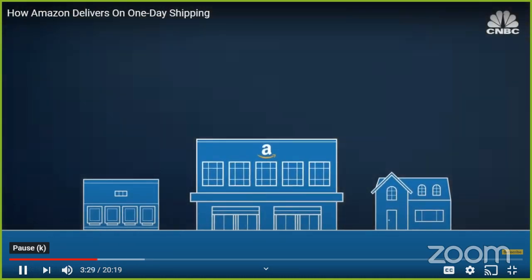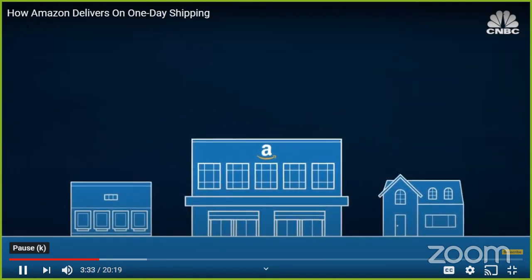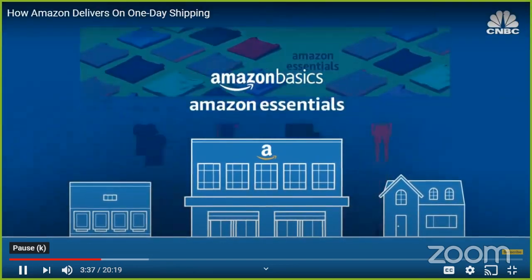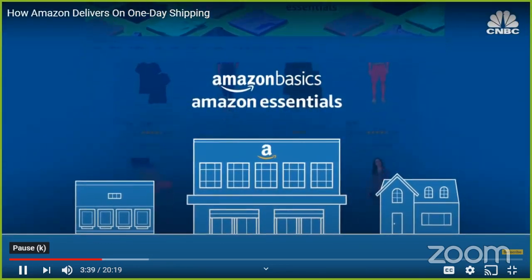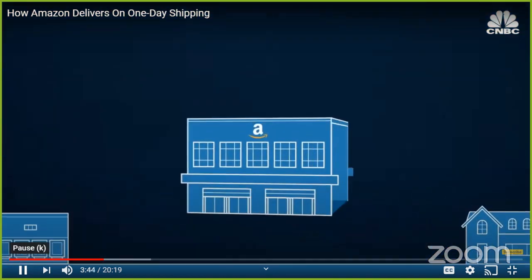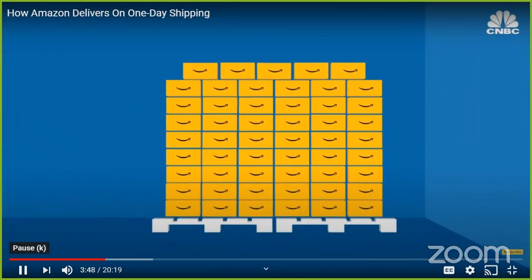Amazon also sells things directly. In some cases, Amazon buys inventory from a third party and then sells it to consumers. Other items are Amazon's own brands, such as Amazon Basics, Amazon Essentials, fashion lines like Lark and Row, and Alexa devices like the Echo. All items sold directly by Amazon are already sitting in an Amazon warehouse waiting to be ordered and shipped.